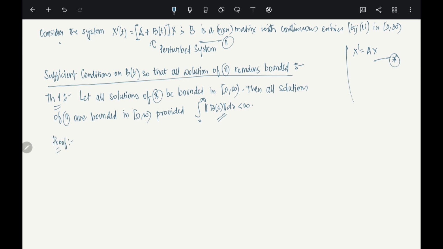What is the proof? Let's say what I will do is this: see this part of the equation. Note x prime of t, if you want to write it properly, is (A plus B(t)) times x, right? And let's call this term small b of t.